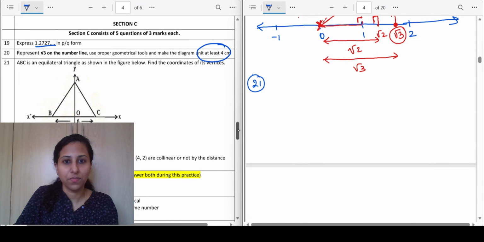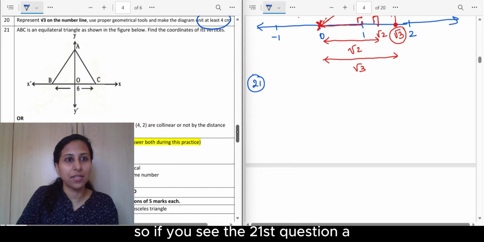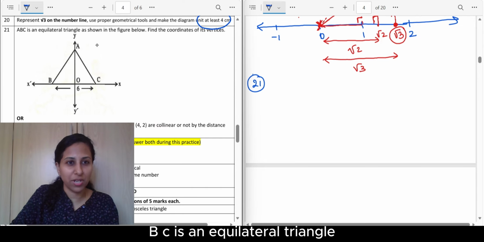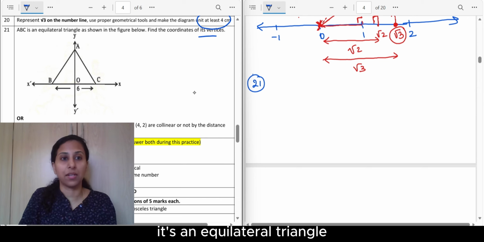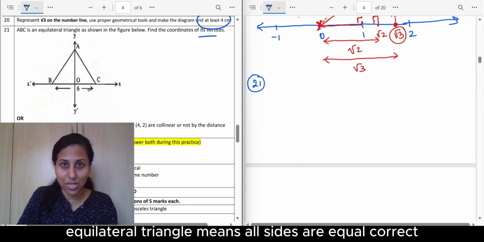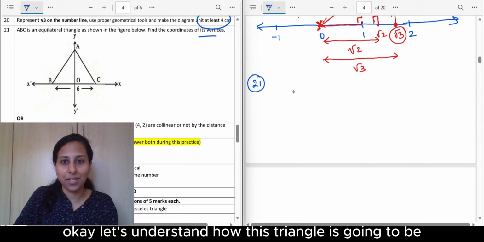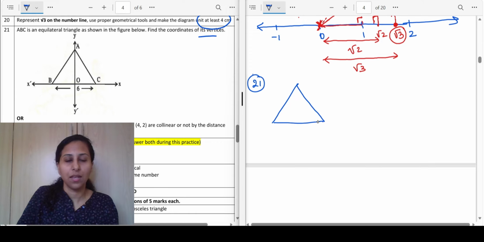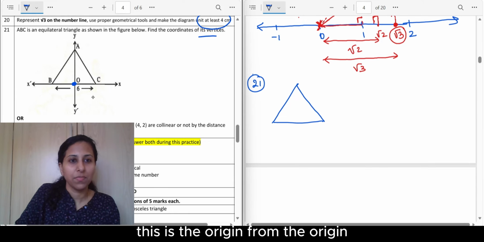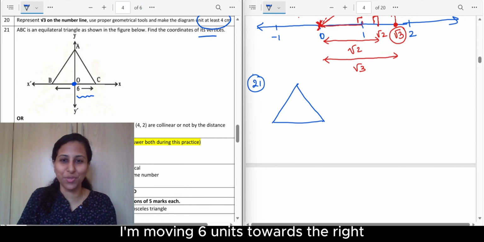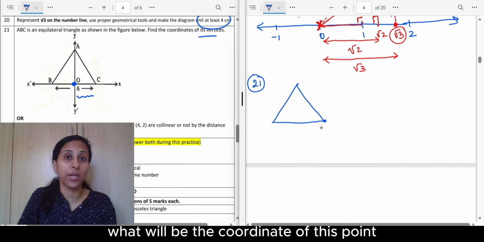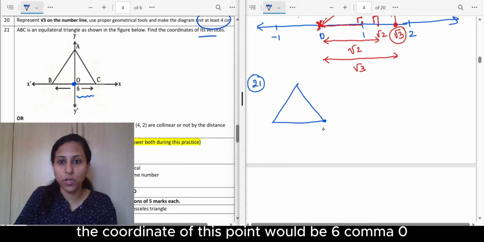21st question. If you see the 21st question, ABC is an equilateral triangle. Find the coordinates of its vertices. It's an equilateral triangle. Equilateral triangle means all sides are equal, correct? Let's understand how this triangle is going to be. First of all, this is the origin. From the origin, if I move 6 units towards the right, what will be the coordinate of this point? The coordinate of this point would be 6, 0.